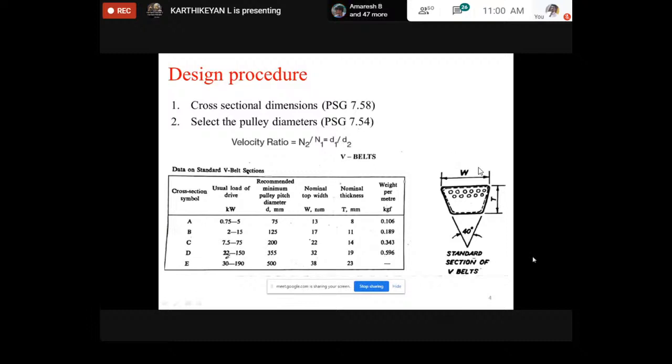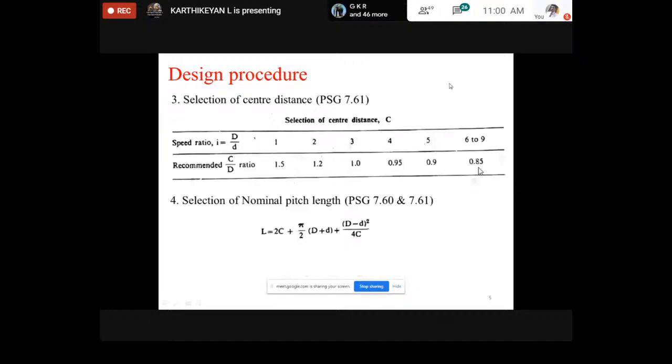So this image clearly shows the cross-section of the V-belt. It is a trapezoidal cross-section. W is the nominal width of the belt. T is the nominal height of the V-belt. And this 40 degree is the angle of the belt. So these are the first 2 steps we are doing in the problem. And the third step is selection of center distance.